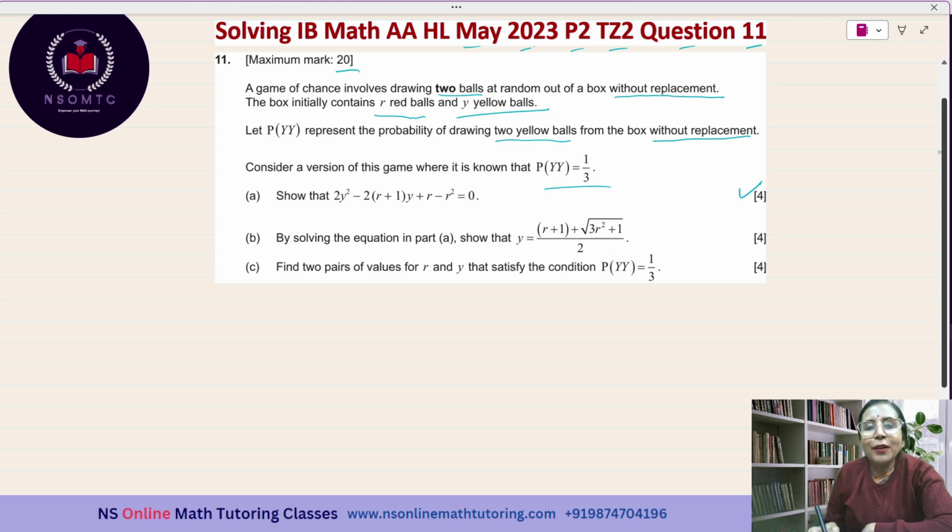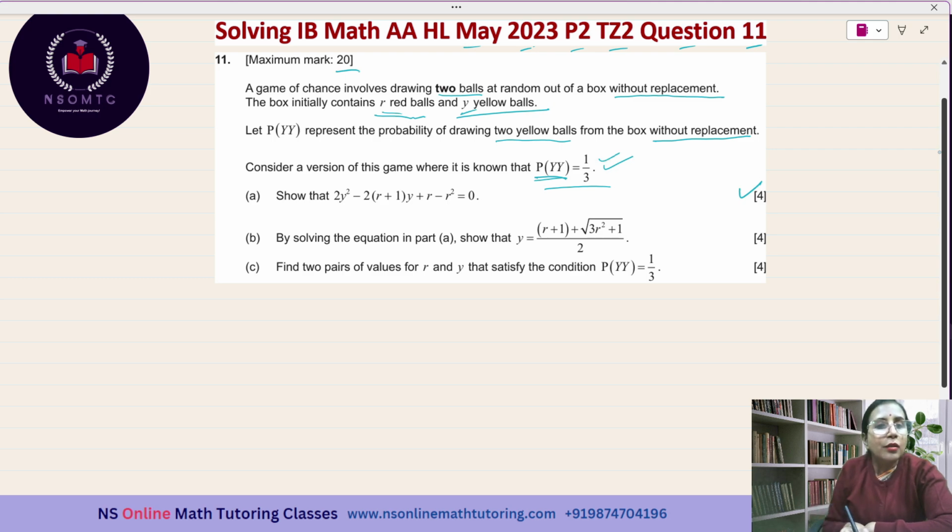Actually, we will be starting from the information that they have provided us. And what do we know? We know there is a box which contains R red balls and Y yellow balls. So the total number of balls in the box is R plus Y. And we are drawing two yellow balls without replacement. The probability of drawing two yellow balls is 1/3. So we will write the expression for the probability of drawing two yellow balls without replacement and equate it to 1/3, because this is what we know.